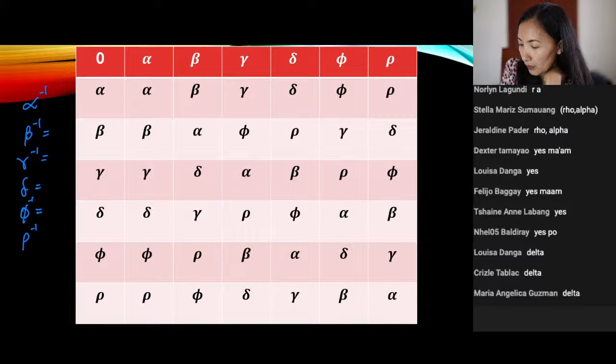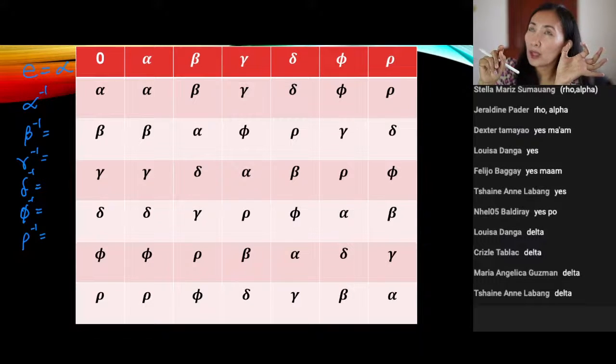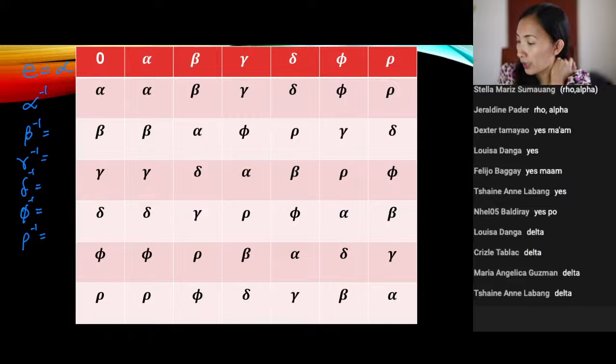Remember, our identity element is alpha. So, when you operate this specific element with its inverse, the result should be the identity element alpha. Look at your table. What must be multiplied to alpha in order to get this product? Alpha. So, the inverse of alpha is alpha itself.